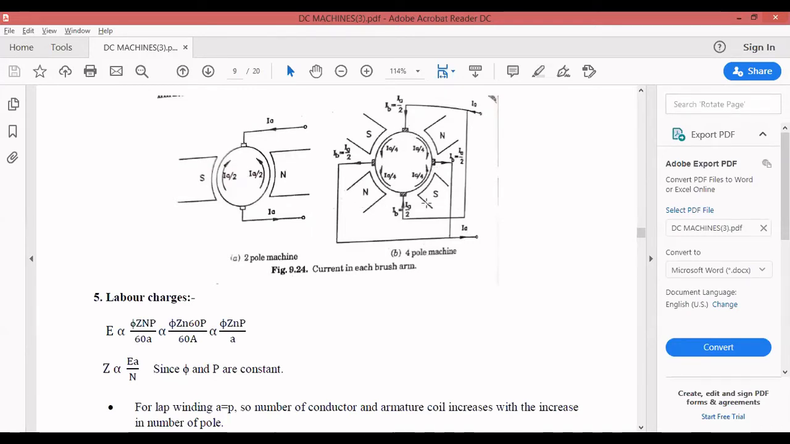If you go for four poles, then you have four brushes, and you can see now the brushes are placed at around 90 degrees. If you go for six poles, there will be six brushes, and the brushes are placed at around 45 degrees. So as you go on increasing the number of poles, the distance between the adjacent brushes will be very small.